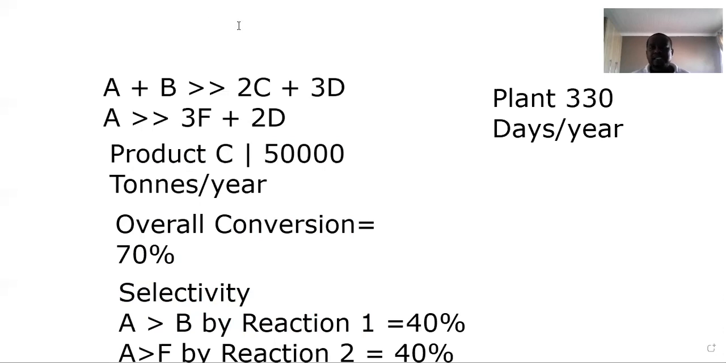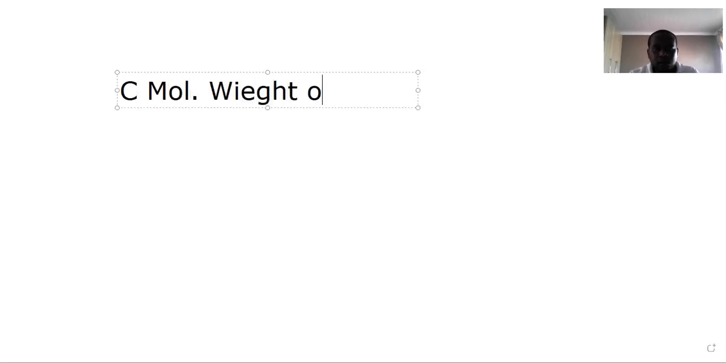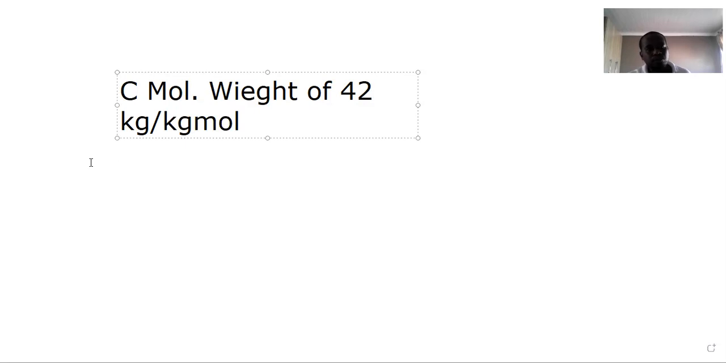Now I'm going to erase this and then we're going to start with our calculations. All right. So the first things first that we're going to do is, oh yes, and then the last thing is because we're working with C, let's just specify that C has a molecular weight of 42 kgs per kg mole, right?